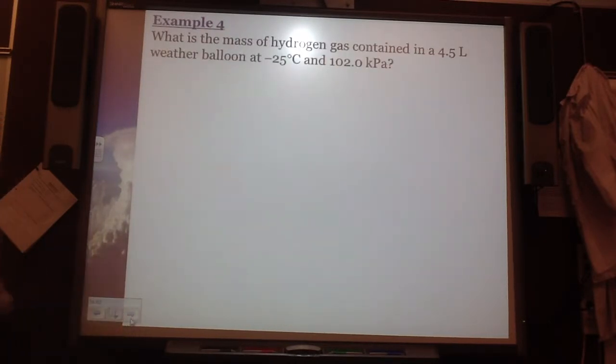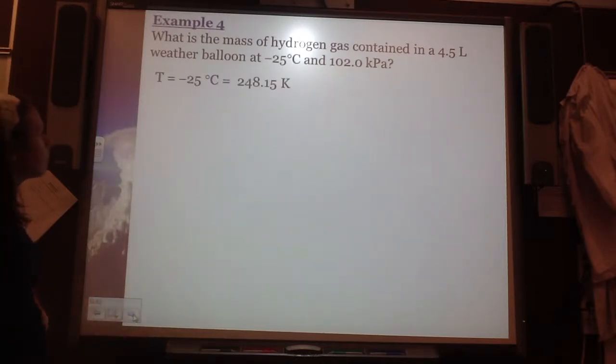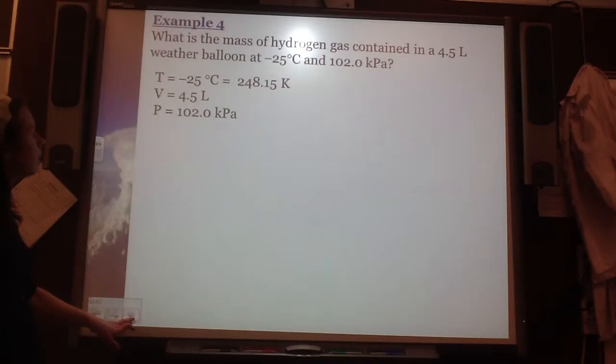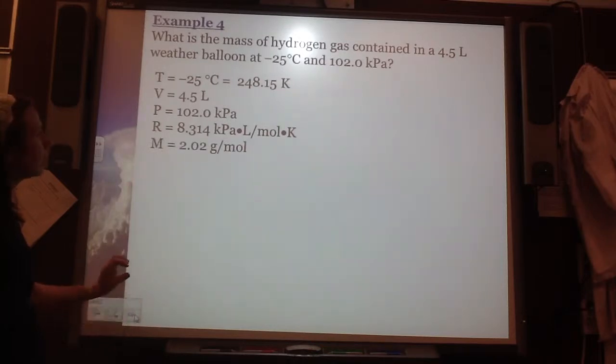All right, last one. What is the mass of hydrogen gas contained in a 4.5 liter weather balloon at minus 25 and 102 kPa? All right, so we are told our temperature is negative 25, so you add 273.15 to that, you get 248.15 Kelvin. Volume is 4.5 liters. Our pressure is 102. R is 8.314. And we are looking for mass.